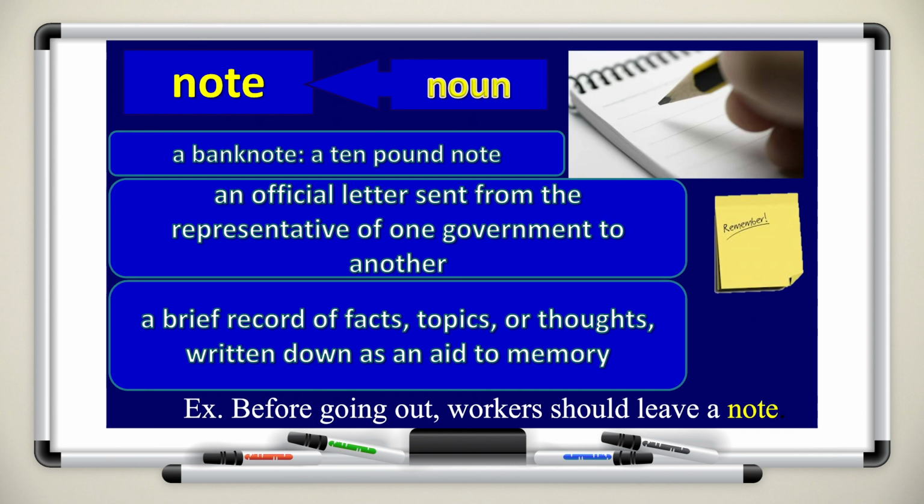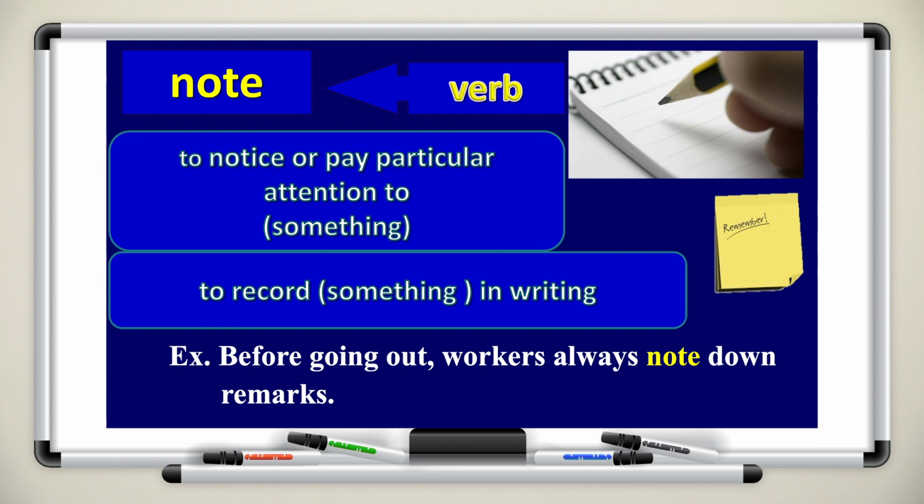Let's take this word, note. Note here is a noun. It means either a banknote, for example, a 10-pound note, an official letter sent from the representative of one government to another, or a brief record of facts, topics, or thoughts written down as an aid to memory. Example, before going out, workers should leave a note. But as a verb, note would mean to notice or pay particular attention to something, or to record something in writing. For example, before going out, workers always note down remarks.